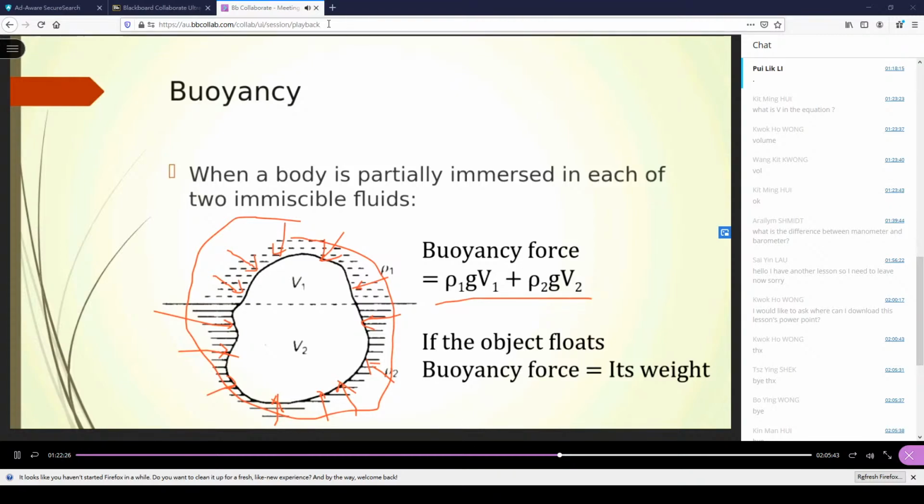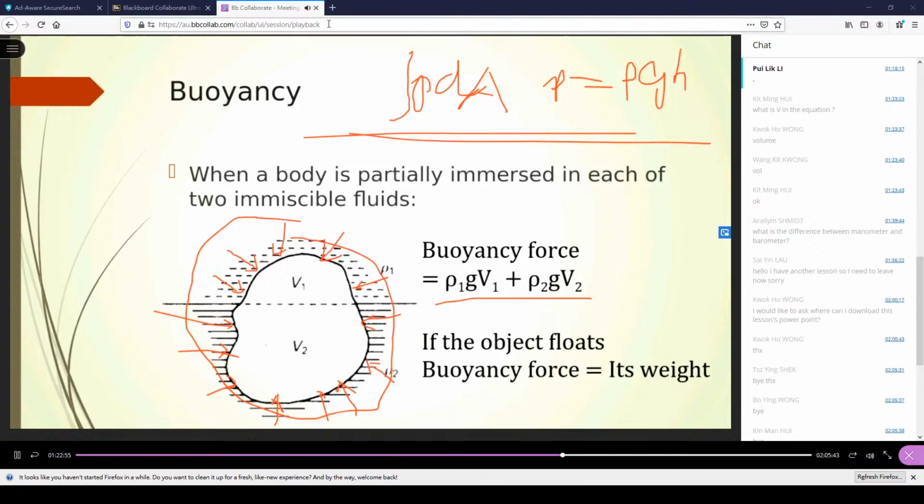Now, we have a formal proof of this, of course. If you integrate pressure over the surface, you get the buoyancy force. Once you have the pressure profile, pressure is known. Pressure is something like ρgh plus a constant.